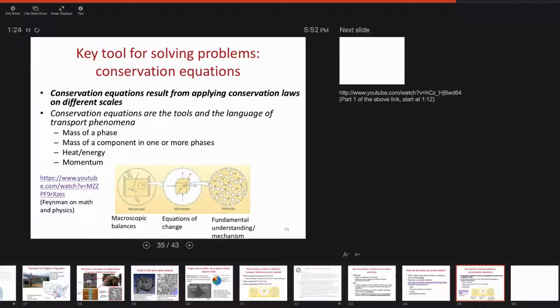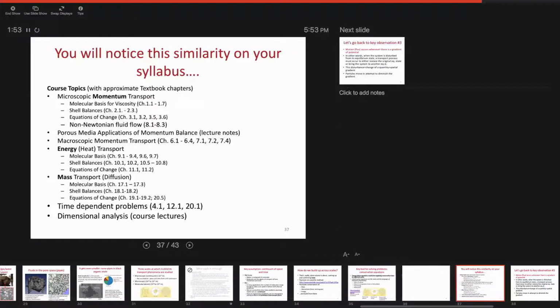So in that sense, the mathematics as a tool to solve these equations is very similar whether you're conserving mass, whether you're conserving heat or energy, or whether you're conserving momentum. So there are certain tools that we can apply in all of those cases that are kind of parallel. And that's what we'll be exploring in this course by looking at all three types of transport at the same time. So you will notice the similarity on the syllabus.